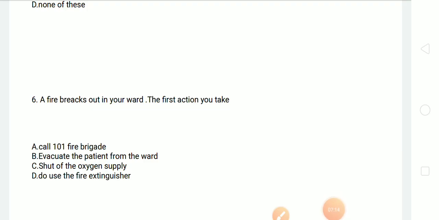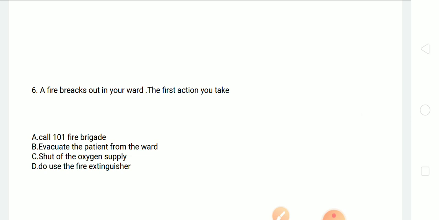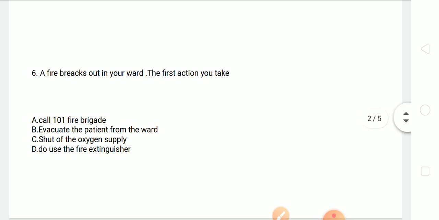Friends, because oxygen is highly supportive of combustion, this condition may be threatening if it is running. So the first action is to shut off the oxygen supply, and then the second step is to evacuate the patient from the ward, then call 101 fire brigade, and last, use the fire extinguisher.